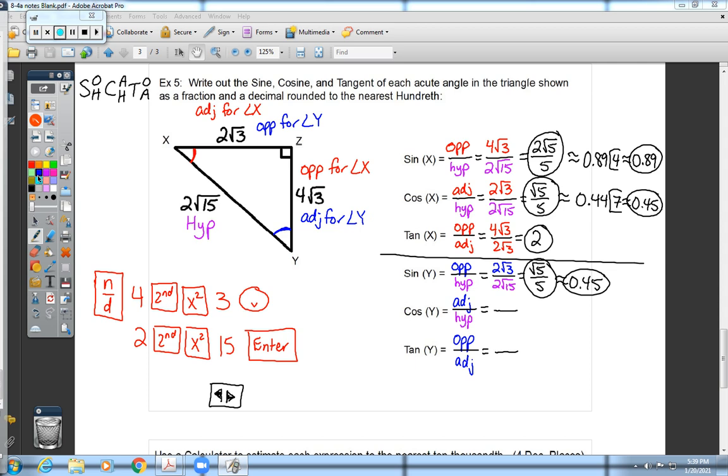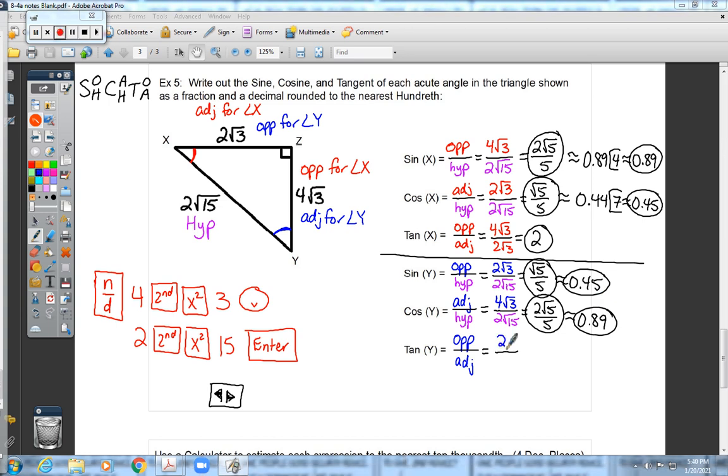For cosine, that is 4 root 3 over 2 root 15. Again, we've already done that math. We should not need to do it again. That is 2 root 5 over 5 for the fraction, and is equal to 0.89 for the decimal. Finally, for tangent, opposite is now 2 root 3, adjacent is 4 root 3. So instead of reducing to 2, the root 3's would still cancel, but then we have 2 over 4, which is equivalent to 1/2, or the decimal 0.5.